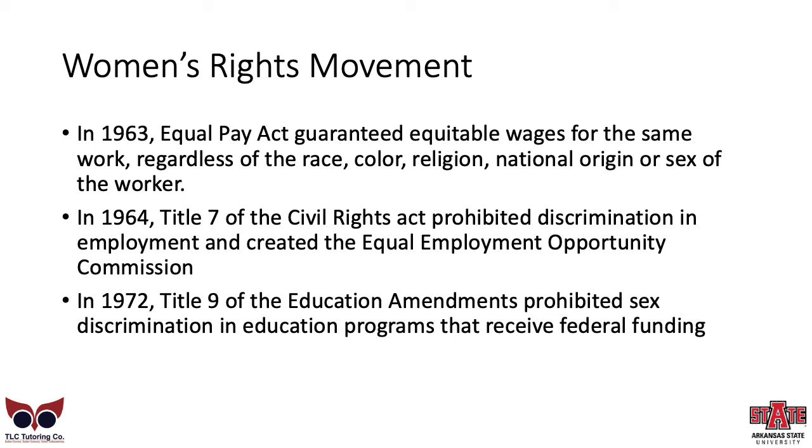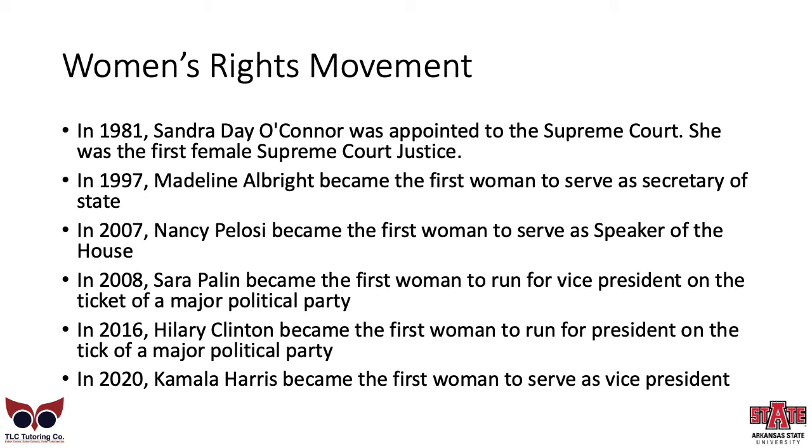In 1964, Title VII of the Civil Rights Act prohibited discrimination in employment and created the Equal Employment Opportunity Commission. In 1972, Title IX of the Education Amendments prohibited sex discrimination in education programs that receive federal funding. In 1981, Sandra Day O'Connor was appointed to the Supreme Court. She was the first female Supreme Court justice.